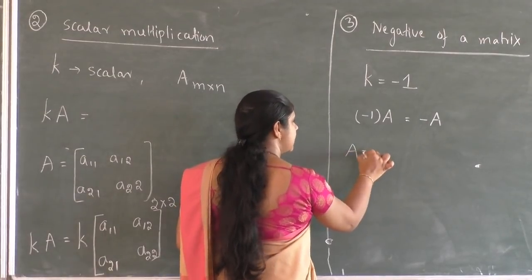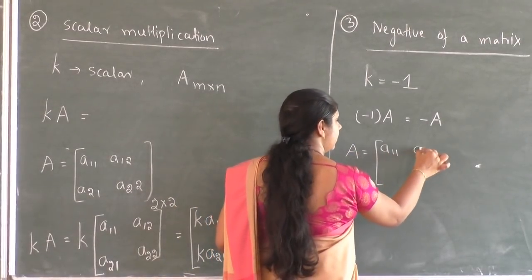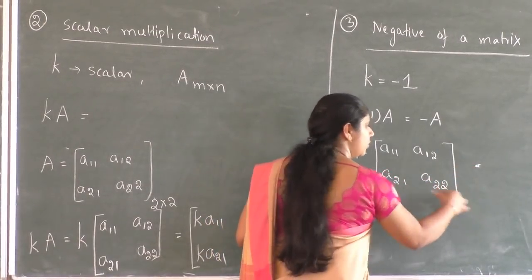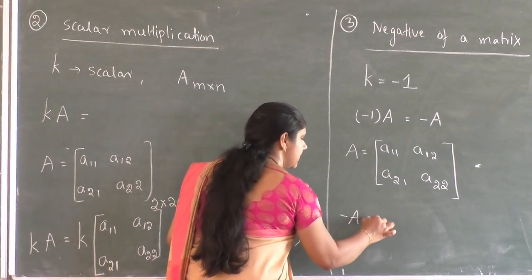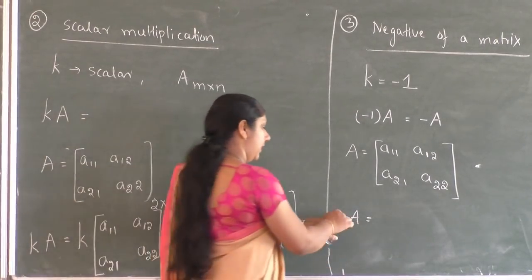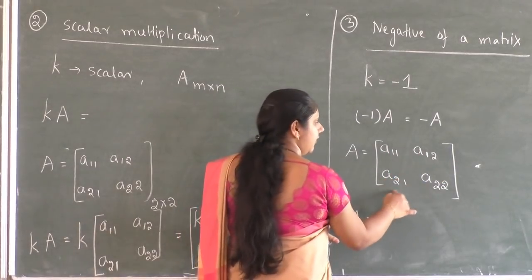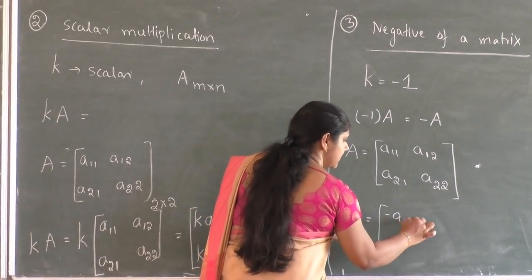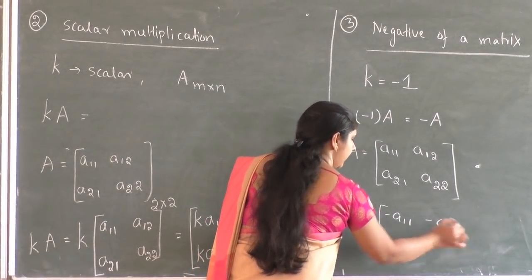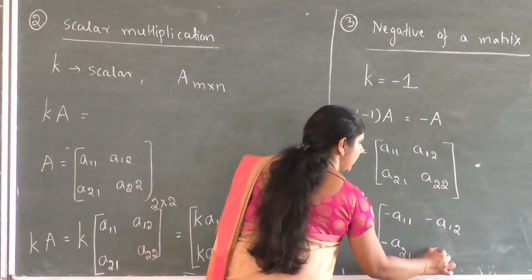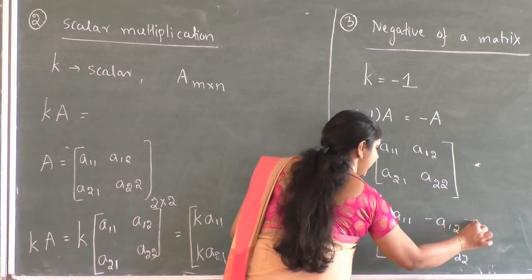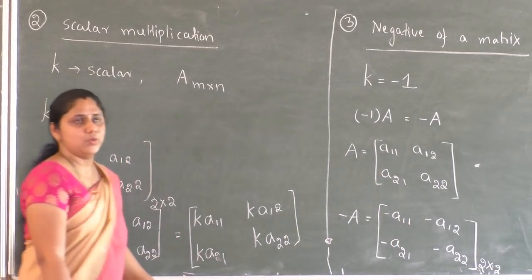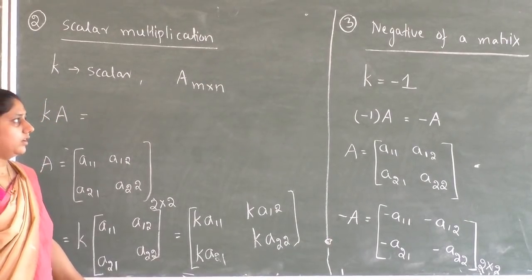If A is equal to A11, A12, A21, A22, then -A is a matrix obtained by multiplying -1 to each and every element of A. That is, the resultant matrix is -A11, -A12, -A21, -A22. Again, the order must be the same, that is 2 cross 2. So this is regarding negative of a matrix.